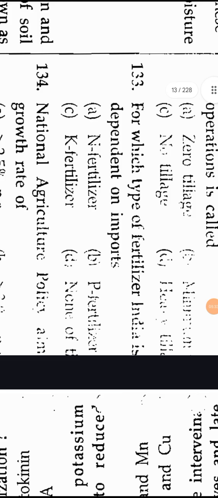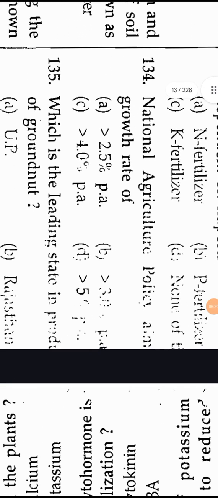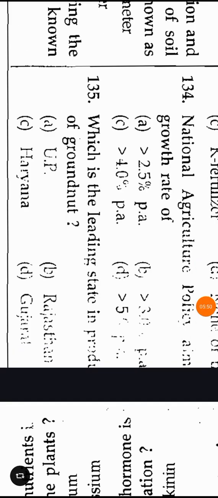For which type of fertilizer is India dependent on imports? It is dependent on K fertilizer. The National Agriculture Policy aimed growth rate at more than 4% per annum. Which is the leading state in production of groundnut? It's Rajasthan. Sorry, it's Gujarat.